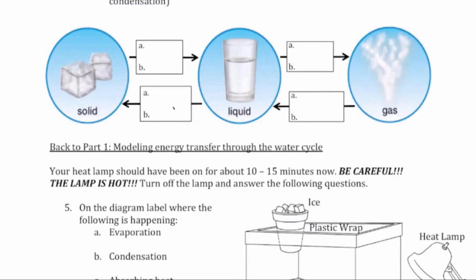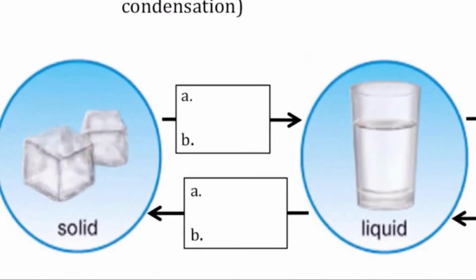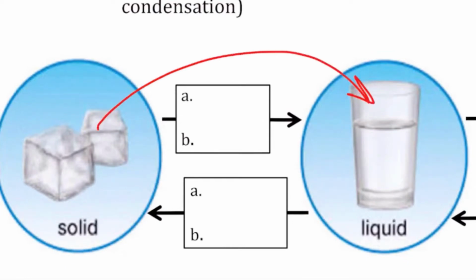So let's take a look at the diagram here. We're going to focus in first on going from the ice into the liquid. When you go from the ice into the liquid, you're going from a solid into the water. That is melting. And the reason why I made it red is because that will involve absorbing heat. The ice will absorb heat. It will phase change into water.